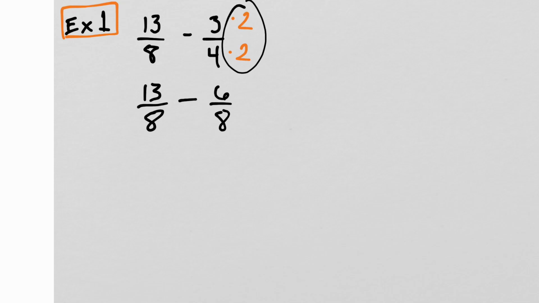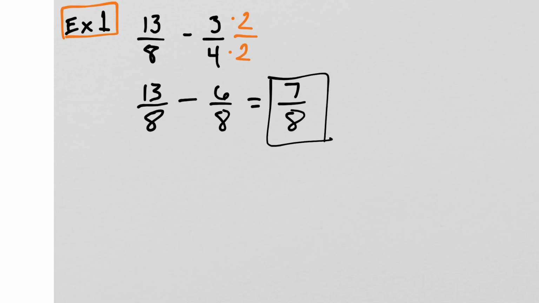Anytime I'm getting a common denominator, I have to do the same thing in the top and the bottom. The reason for that is if I'm multiplying by 2 over 2, that's the same thing as multiplying by 1, and when you multiply by 1, you don't really change anything. So 3/4 has the same value as 6 over 8. Now we have a common denominator. Once you have a common denominator, you keep the denominator. So I'll just have 8, and I do 13 minus 6. So I just have 7/8. Pretty easy. Let's do another.